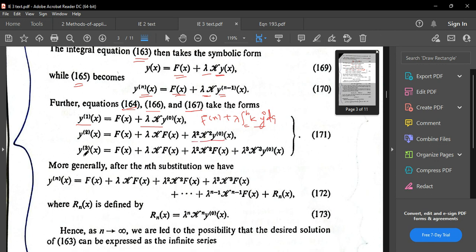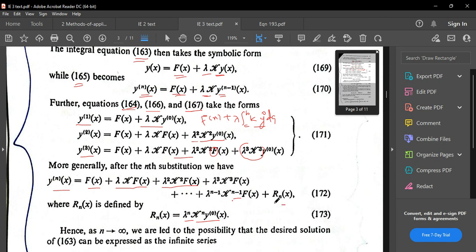Likewise, we can modify this y3 as this formula, and more generally we can extend it as f of x plus lambda script K of capital F of x plus lambda square script K square of capital F of x, etc. The last term will be lambda raised to n script K n of y naught of x. Other terms are all of capital F of x.